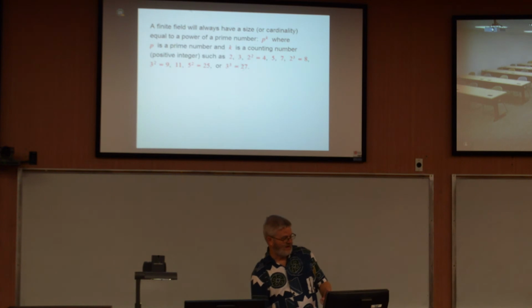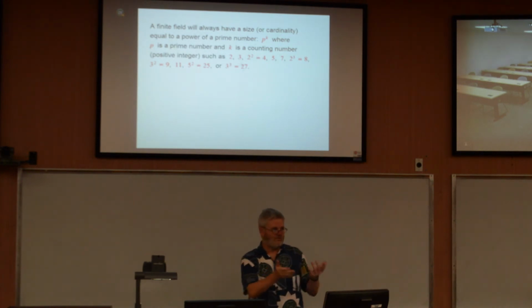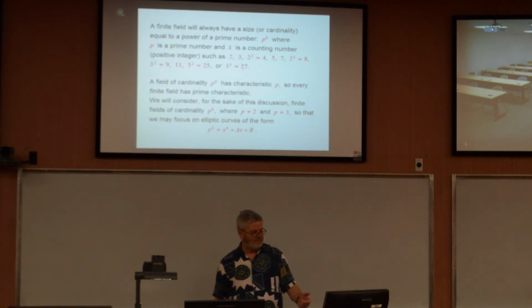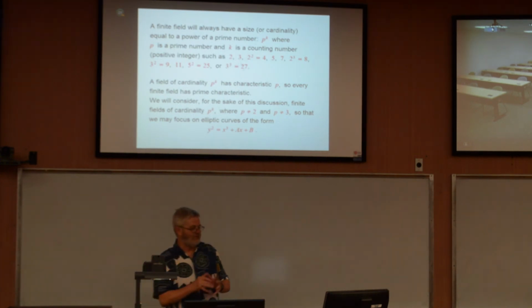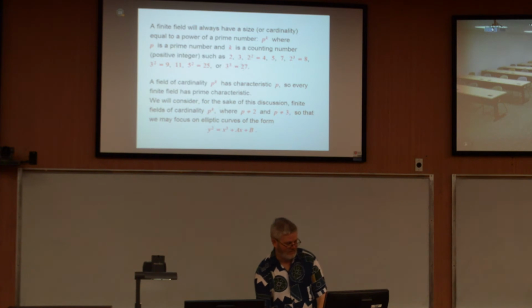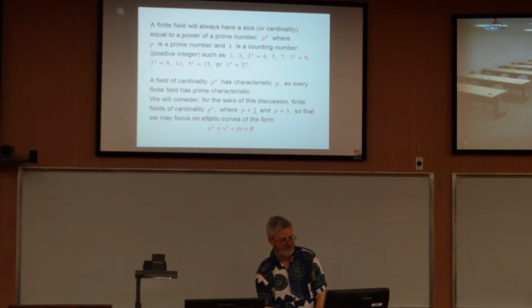But a finite field will always have a size or cardinality equal to the power of a prime number, p to the k, where p is a prime number and k is a counting number, like 2, 3: 2 squared, 5, 7, 2 to the third, etc. And you can prove that using facts about vector spaces. Any linear algebra students here? Okay. So that type of field has characteristic p. It's always the prime number p. So every finite field has prime characteristic. So if you take anything in a finite field of size p to the k and add something to itself p times, you will be at 0. That's what a characteristic means. So this curve is used when the characteristic is not 2 or 3. So we didn't use 2, 3, or 2 squared, or 2 cubed.